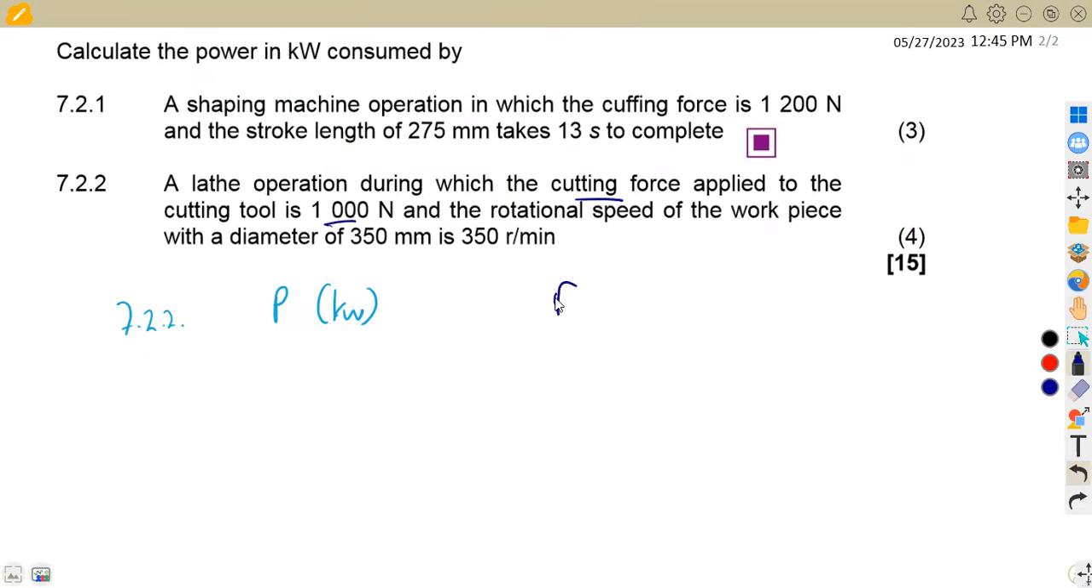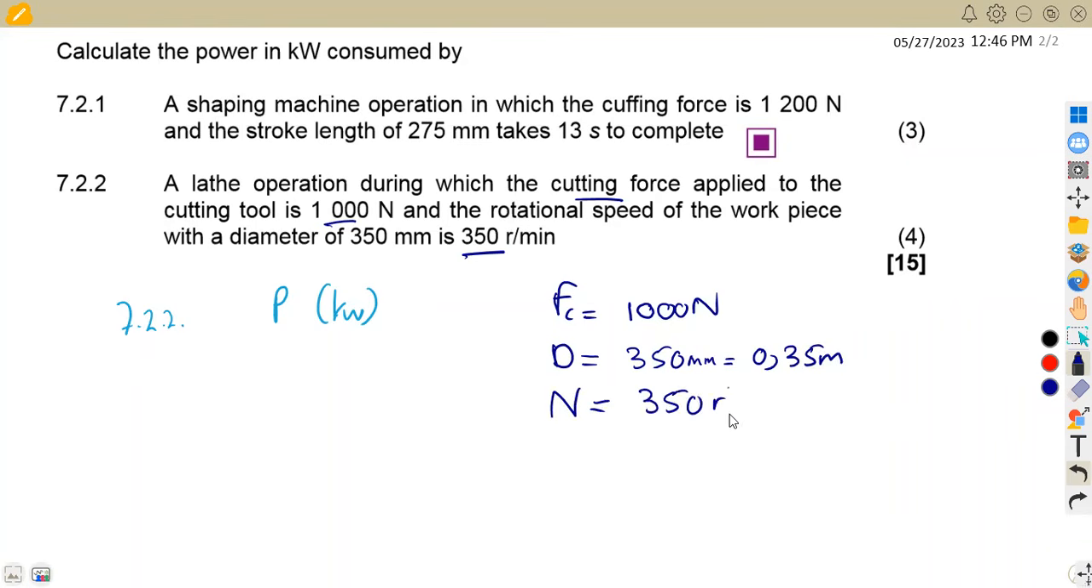So given the force applied to the cutting tool, which is 1,000 newton, and the rotational speed of the workpiece with the diameter. You've got the diameter there, which is 350 millimeters. You can convert to meters, divide by 1,000, 0.35 meters. This time we have got the speed of 350 revs per minute.